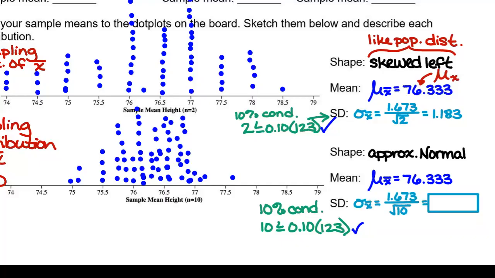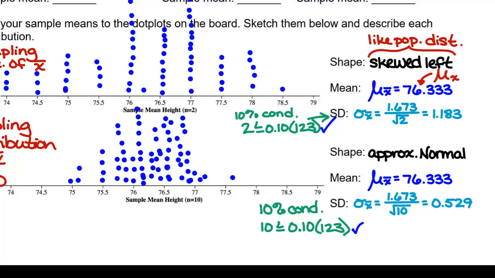Yes, 1.673 over the square root of 10, which comes out to be about what? 0.529, 0.53 if I'm rounding it to two places. So we went from a population standard deviation of about 1.7, and then our first sampling distribution had a standard deviation of about 1.2, so it got smaller but not a ton. My n value got a good bit bigger. My standard deviation got quite a bit smaller. That's less than half of what it was when we had samples of size 2.